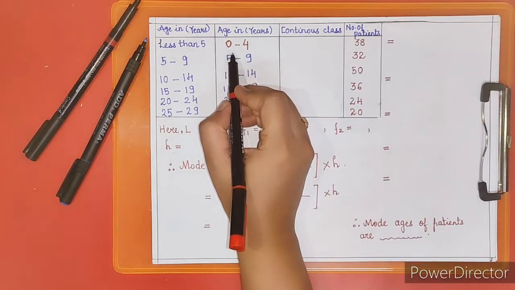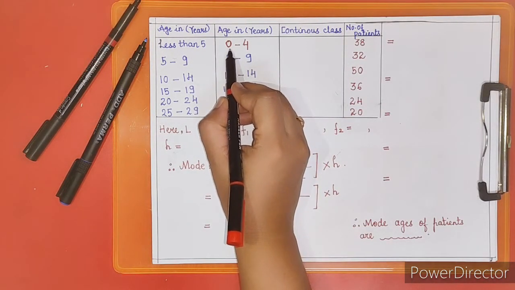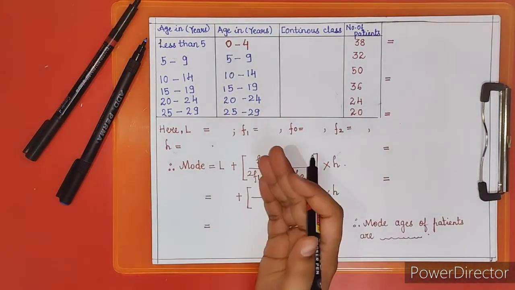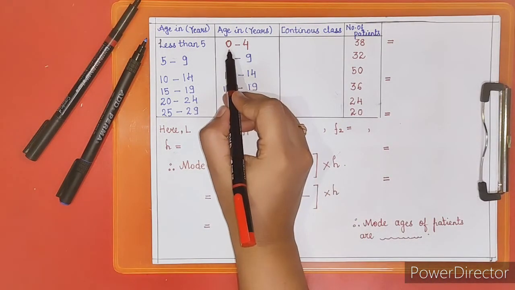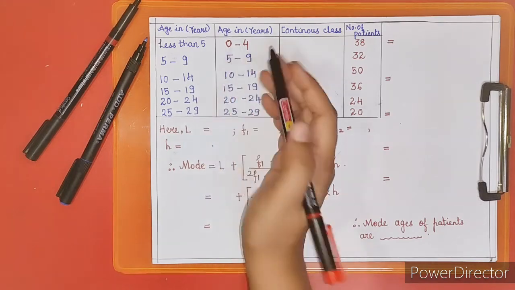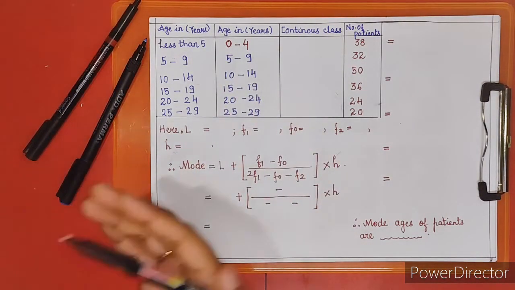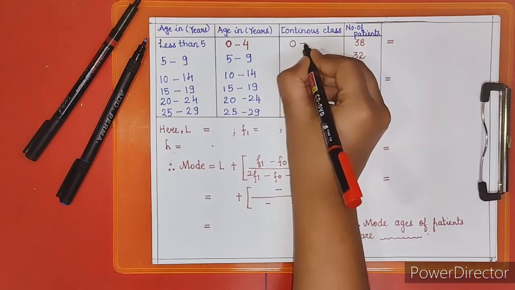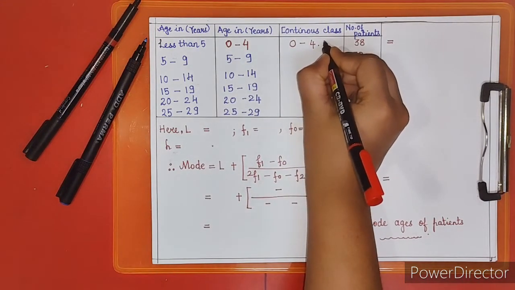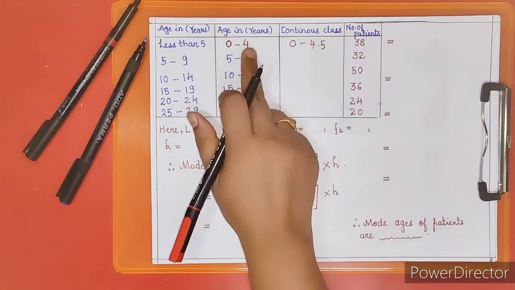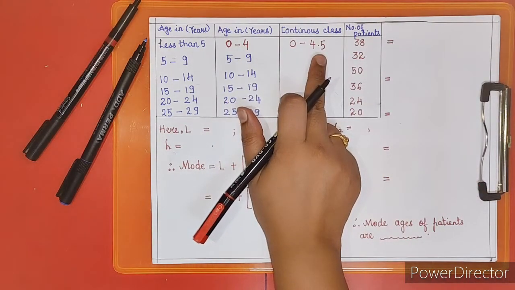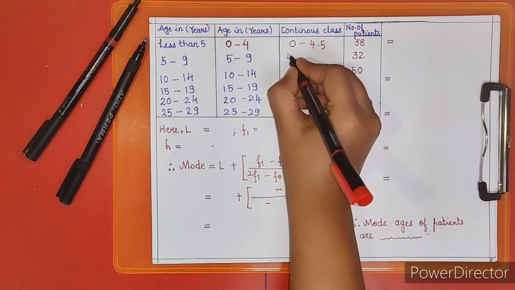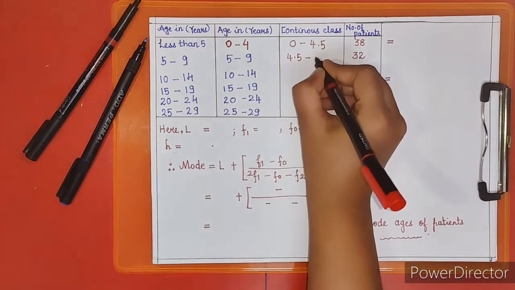So coming to the first class, it is 0. As we are finding the age, it cannot be negative. Whenever you subtract 0.5 from 0, the answer will go negative, and age cannot be negative. So we will keep it as it is. 0 to 4.5. We'll add 0.5 to 4. It will give us 4.5. When you subtract 0.5 from 5, it will become 4.5 to 9.5.